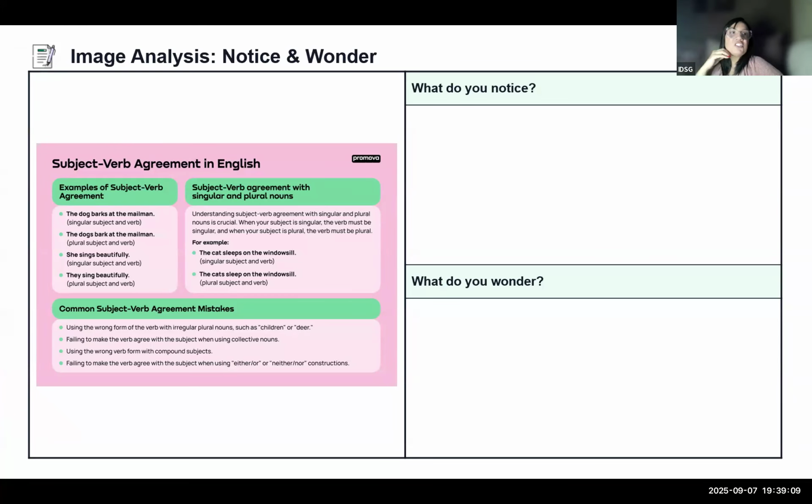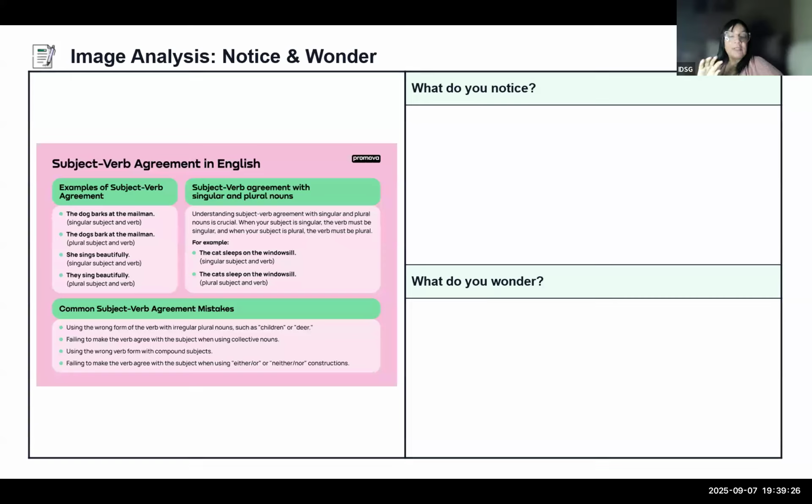Here we have an image. I just want you to analyze, notice, and wonder. I just want you to tell me, what do you notice in this picture, and what do you wonder?